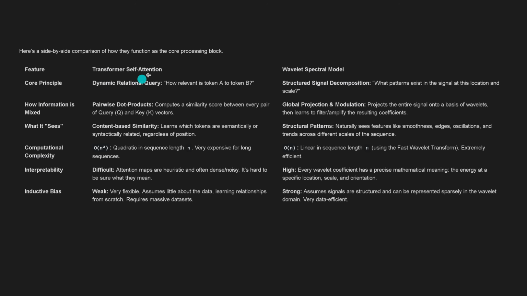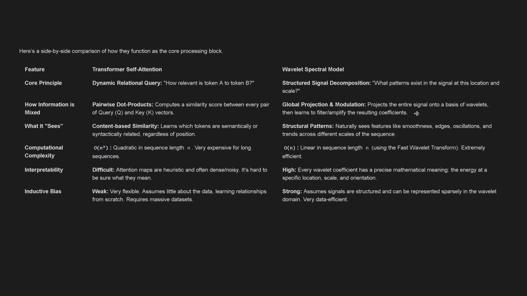But let's start. In the transformer architecture, the core principle is how relevant is token A to token B, the self-attention idea. In the structured signal decomposition, the wavelet, in the simplest case, is simply what pattern exists in a given signal at this location or at this scale. Think about the calculation of the similarity score between every pair of a query and a key vector in the layers, the pairwise dot products. Now we have modulation and projection. It projects the entire signal onto a basis of multiple wavelets, we will show this in the next video, and then learns to filter or to amplify the resultant coefficients.